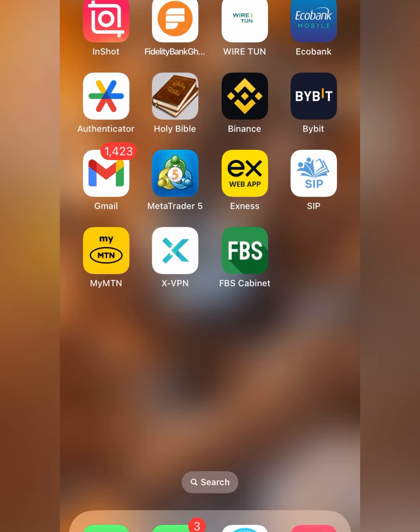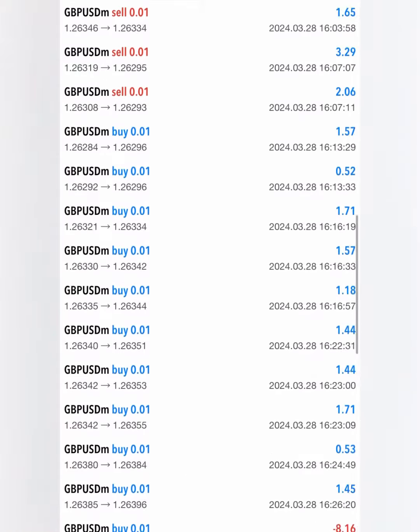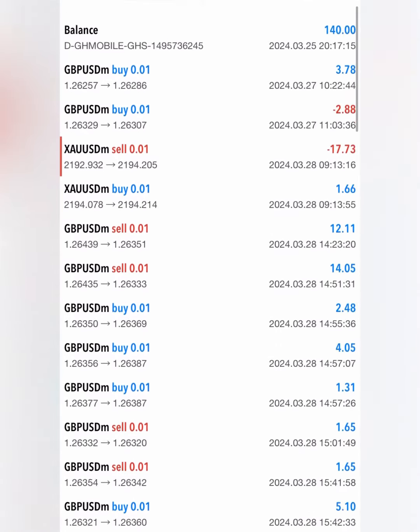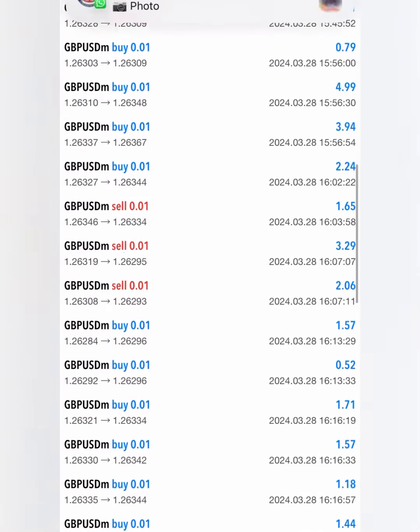In forex trading you need two particular apps to be working with: MetaTrader 4 or 5 and TradingView. So I've downloaded MetaTrader 5 and I've been trading. You can see that I've made a lot of trades. This one is a real account, and I've made a lot of trades inside it.